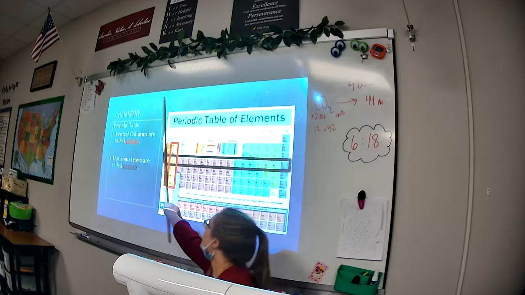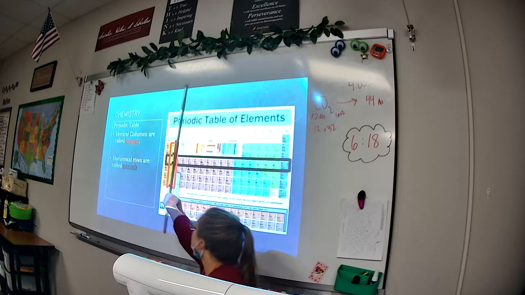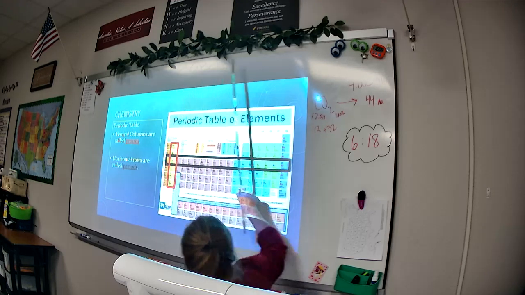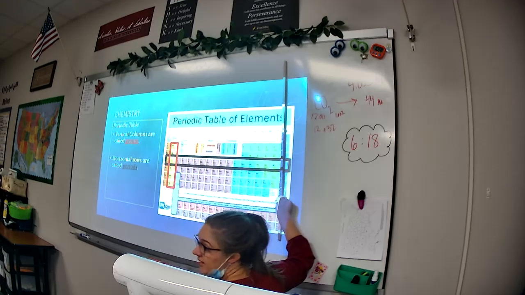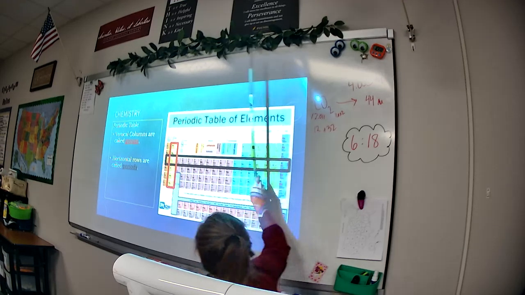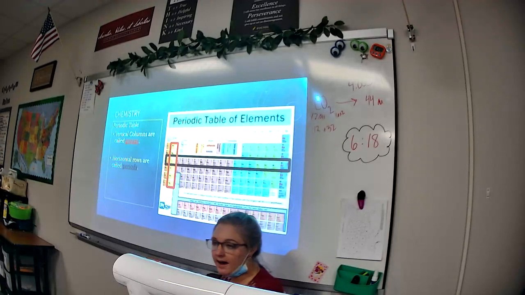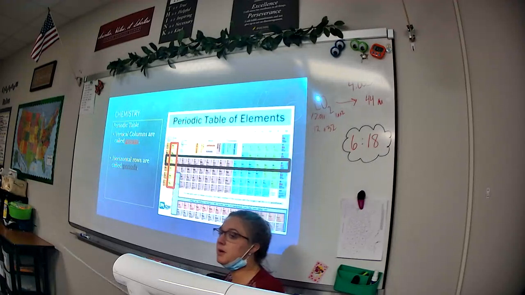Okay? All of the elements in group 1 are highly reactive. All the elements in group 2 are also reactive, but not quite as reactive as group 1. All the elements in group 18 are highly unreactive. They don't react at all. Okay? So, you can identify an element just like with a graph, like a grid in math. You can identify an element by its period number and group number.